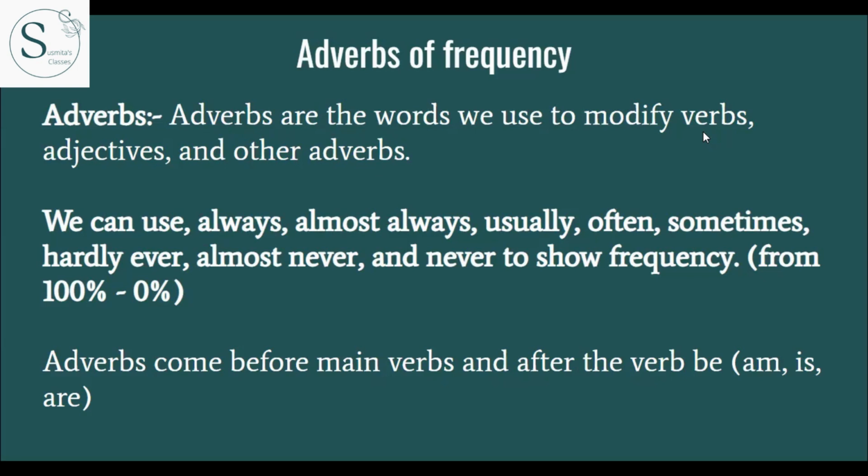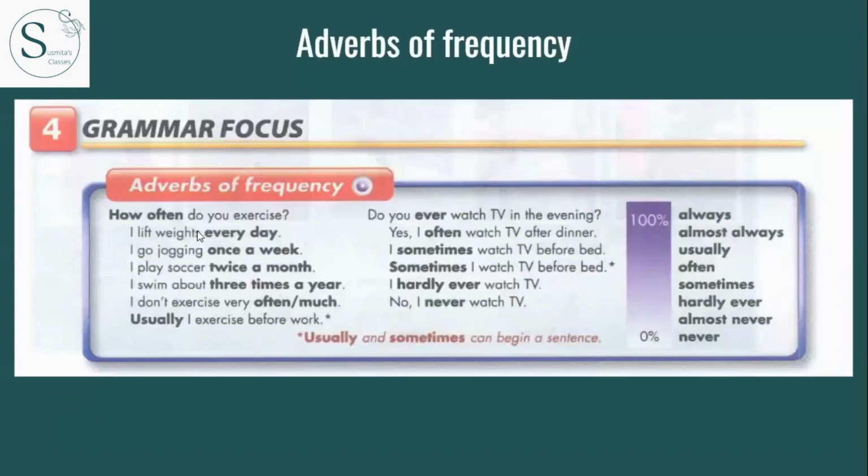So remember that adverbs come before main verbs and after the verb be, that is am, is, are. So adverbs will be after am, is, are, and they will be before the main verbs that we have in a sentence. Now let us look at some examples and we'll also see how the frequency ranges. Remember, in the last video also we went through this. That's how we are going to remember these adverbs of frequency as well.